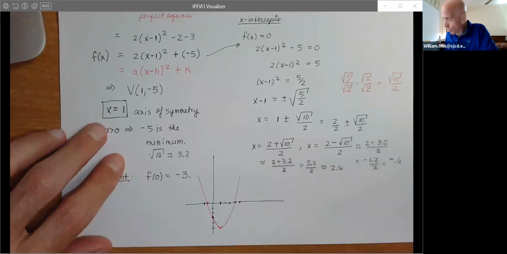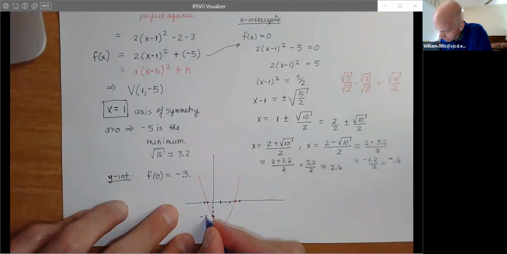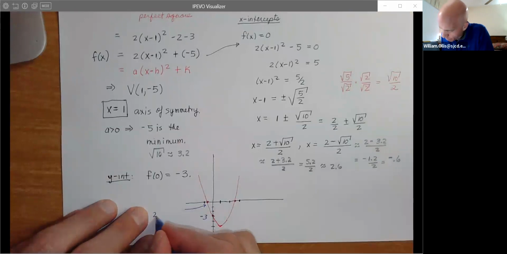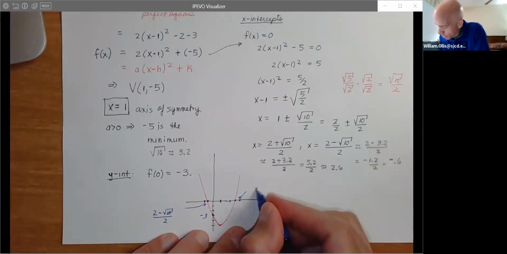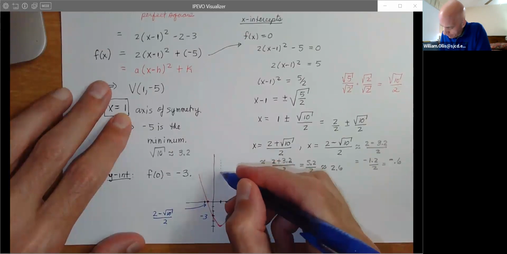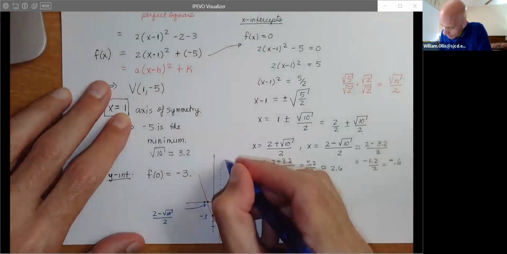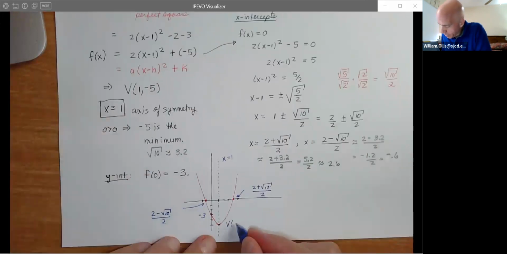So now our cheat graph, we have -3. Here, we have this guy, 2 minus root 10 over 2. And here, we have 2 plus root 10 over 2. And if you like, our axis of symmetry. So this x equal 1, and the vertex v 1, -5.